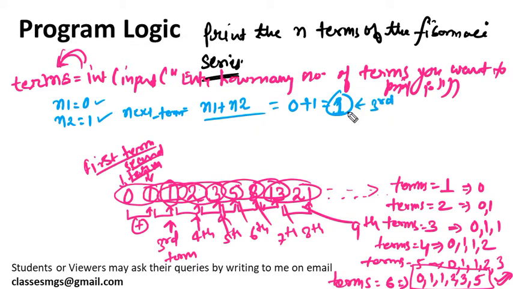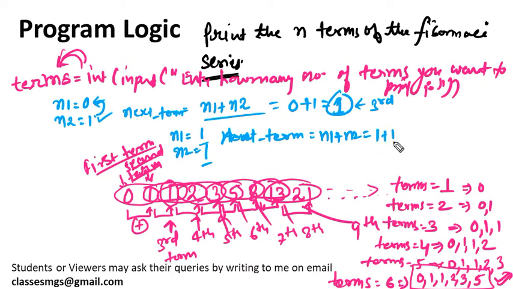Now to get the fourth term, what do you need to do? You need to make this next term the n2 value, and n1 will become 1. So n1 value becomes 1 and n2 is replaced with the new term we got. Now the next term will be n1 plus n2 again. n1 plus n2 this time is 1 plus 1, which is 2, and this becomes the fourth term.